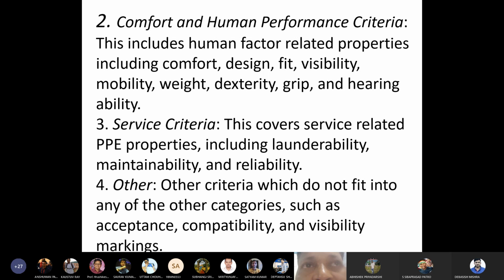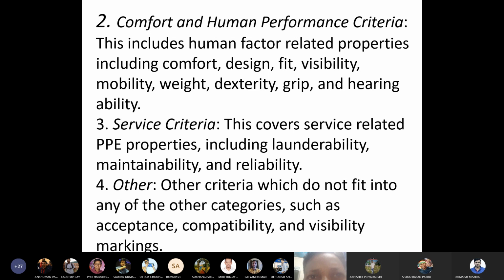Dexterity, grip, and hearing ability. If you are using the face mask, you should be able to hear the voice given by somebody else. So these are the comfort and human performance criteria with respect to your mine rescue equipment. Then the third category is your service criteria.